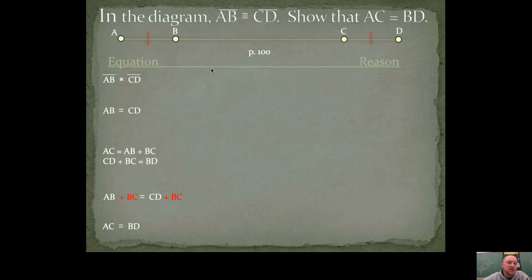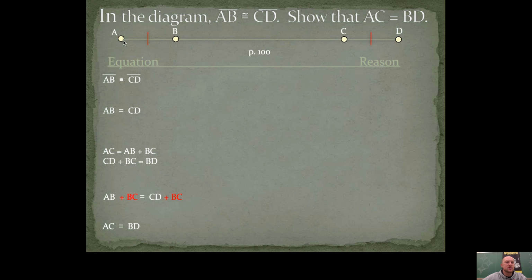This will be an additional proof for section 2.5. Again, this is something that's going to come up time and time again. In the diagram, segment AB is congruent to segment CD. So they're giving you that. They also have it marked there.